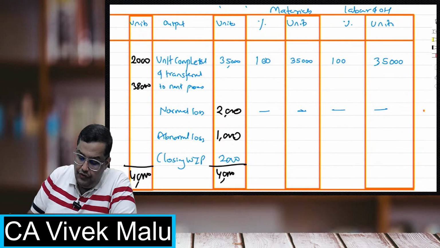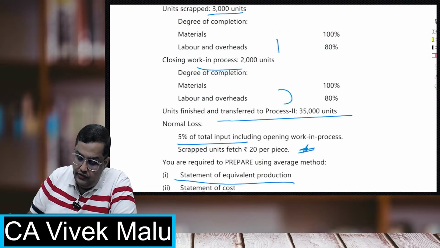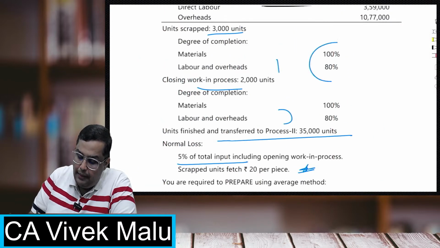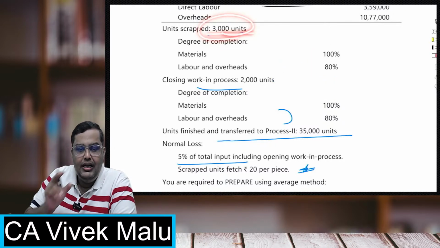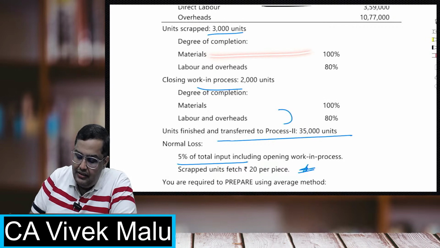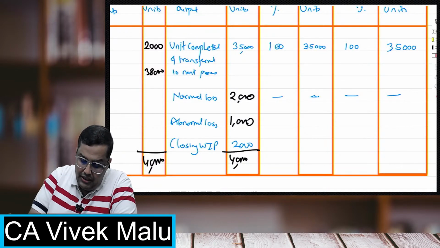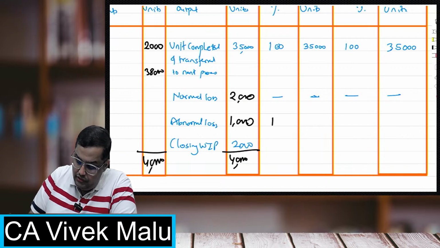So we have taken 100% in terms of material, 100% in terms of labor. For abnormal losses, he has given units which were scrapped, 100% and 80%. Sir, units scrapped, this 3,000 actually has normal and abnormal loss both. But for normal, we always assume dash, dash, dash, finish. For abnormals, materials are 100% and labor and overheads 80%.